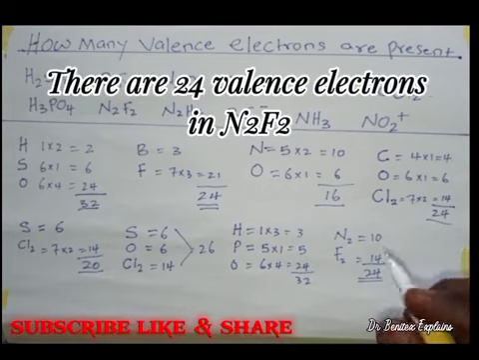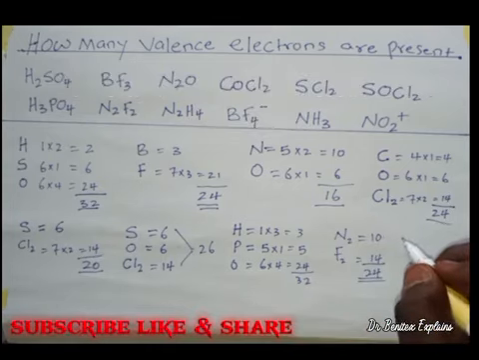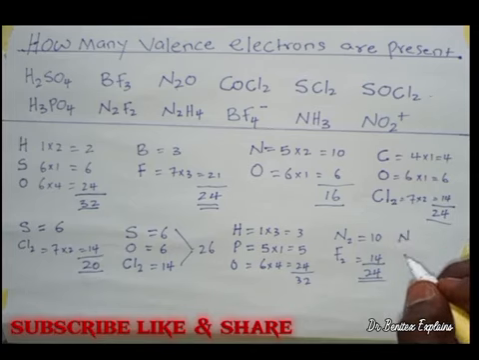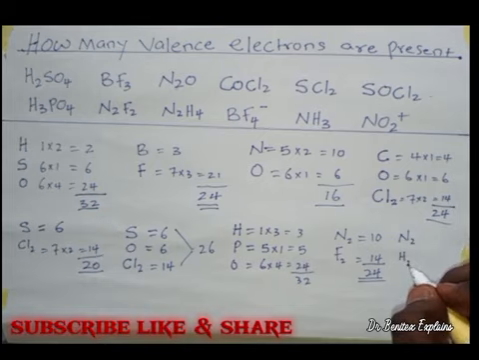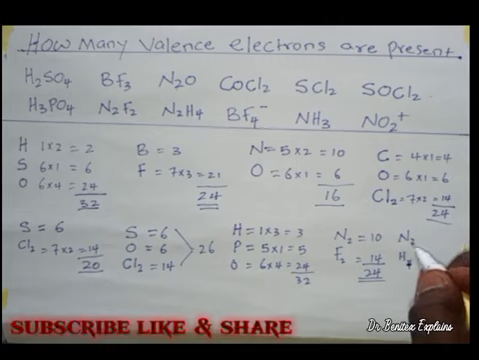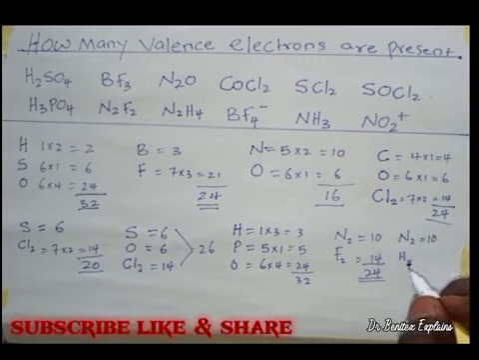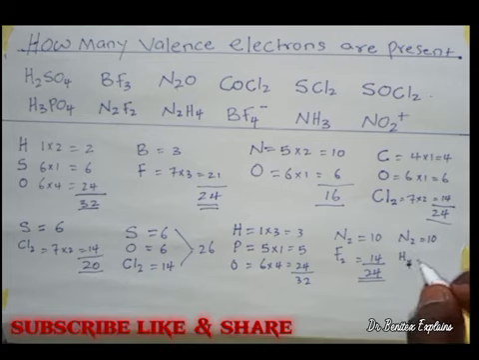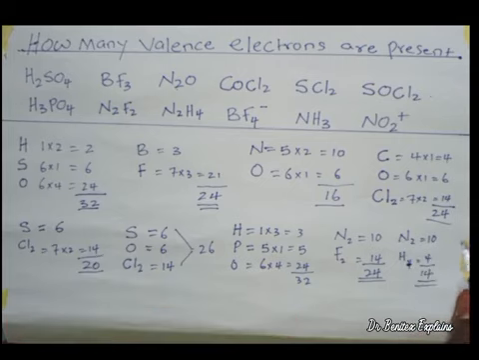Now let's go to the next molecule here, which is N2H4. We have N and we have H. N2H4. So how many nitrogen atoms are here? 2. 2 times 5 gives us what? 10. What about hydrogen? Hydrogen is in group 1. So 1 times 4 gives us what? 4. So total, we have a total of 14 valence electrons in N2H4.